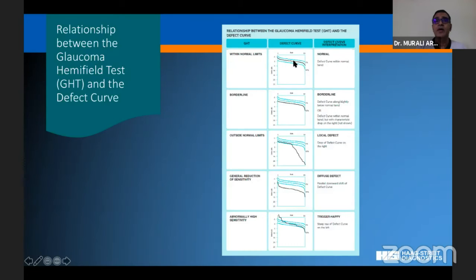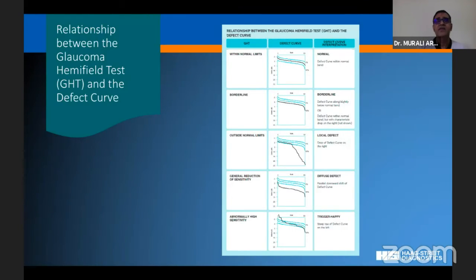This is the normal defect curve. The borderline would mean the entire patient's test results are coming down. This is outside normal limits with a local defect. This is a diffuse defect, and this is a trigger-happy patient showing abnormally high sensitivity. This is the equivalent interpretation with the defect curve.